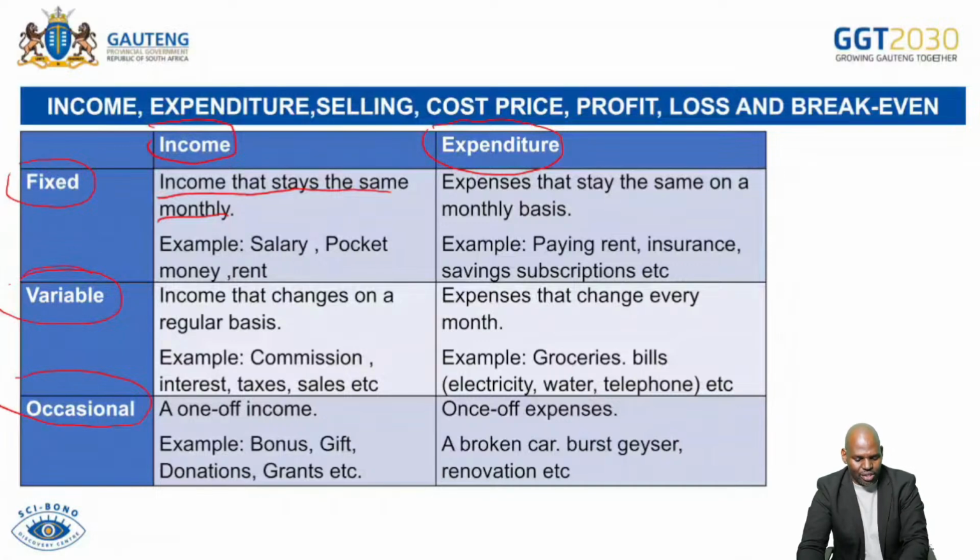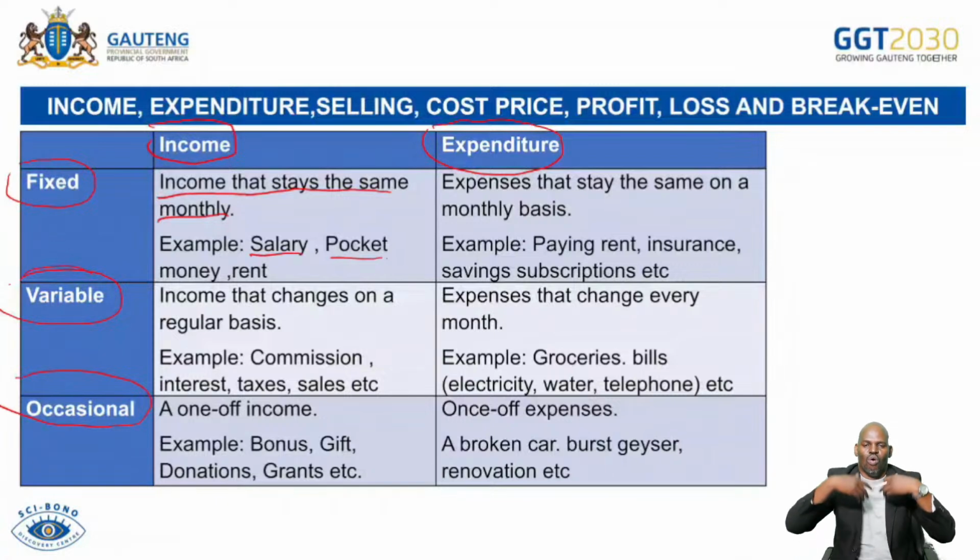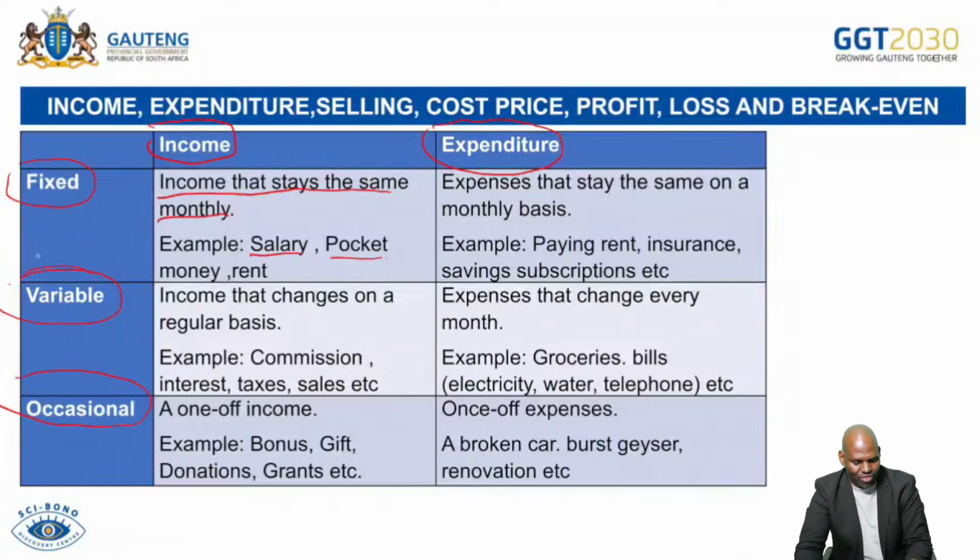An example is a salary. In your case, it's going to be pocket money. So whatever money that you receive every day, maybe they give you 50 rand or they give you 20 rand every day, that will be your fixed income. So it means that amount does not change. Even if it changes, it will change after a long time. So we regard it as a fixed income.